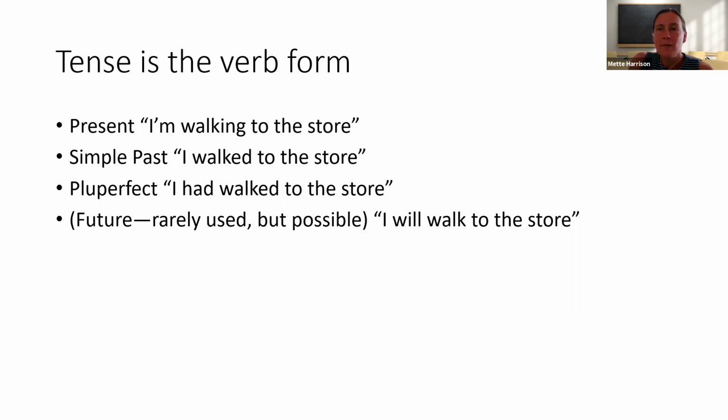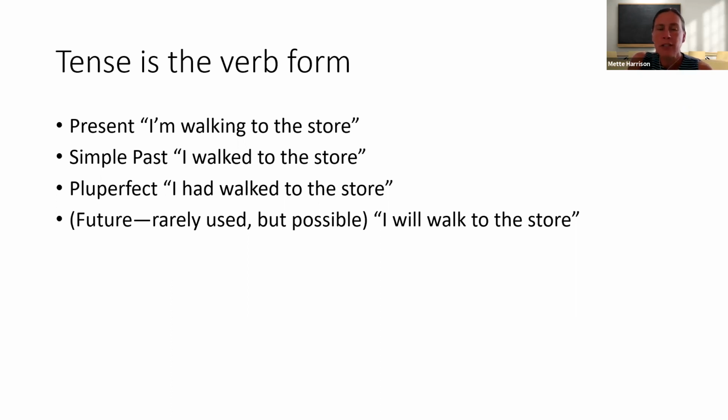So tense is a verb form. That means it's a way that you change the verb to mark time. So present tense is I'm walking to the store or I walk to the store. Simple past is I walked to the store. This is where we use the -ed. Yes, there are some cases where we have irregular verbs, like I was angry, from I am angry to I was angry. That's irregular because it doesn't just use an -ed, okay?